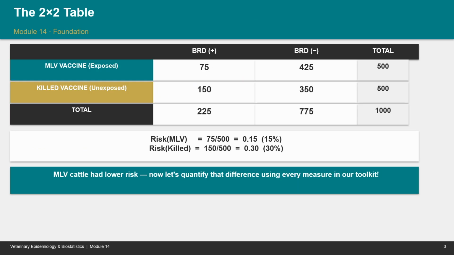Completed 2x2 table. MLV cattle, 75 with BRD, 425 without, total 500. Killed vaccine cattle, 150 with BRD, 350 without, total 500. Risk in the MLV group is 15%. Risk in the killed vaccine group is 30%. Already, we can see the MLV group has lower risk. Now let's quantify that difference using every measure in our toolkit.